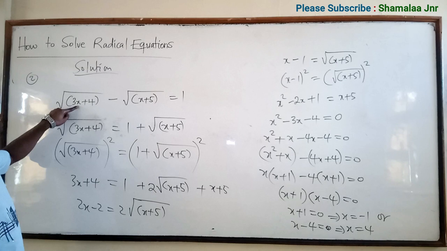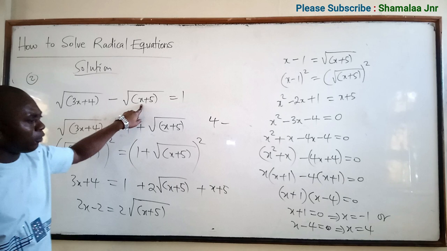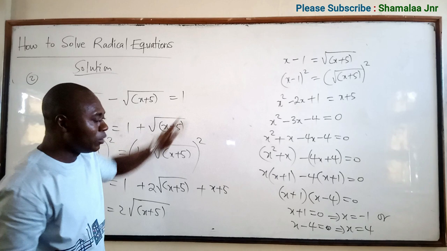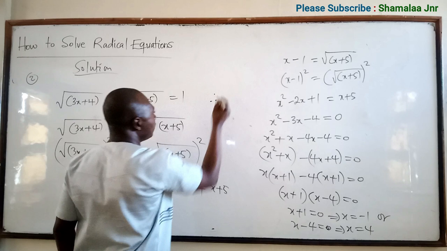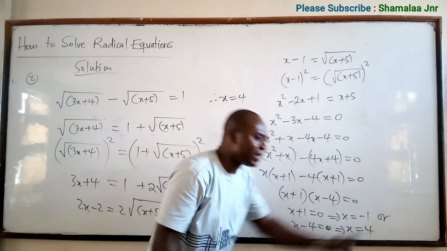Now let's move on to x equal to 4. When you put 4 here, that will be 3 times 4, that is 12, plus 4, 16. Square root of 16 is 4. Minus, when you put 4 here, 4 plus 5 is 9. Square root of 9 is 3. 4 minus 3 is equal to 1, and this is equal to 1. Therefore x equal to 4 is the acceptable answer. That is the solution to this radical equation. x equal to negative 1 is an extraneous root and can therefore not be accepted.